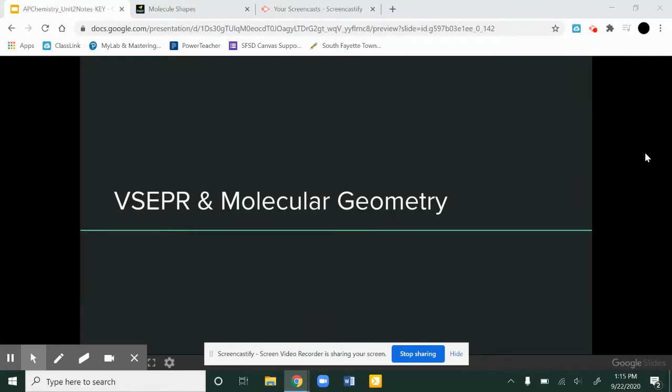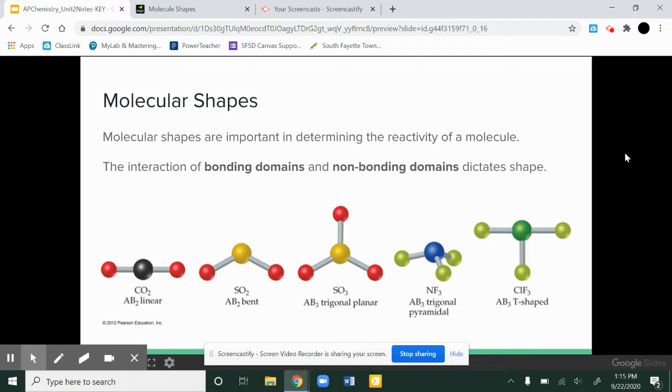Now that we know how to properly draw a Lewis structure, we can use these Lewis structures as flat pictures to make predictions about the three-dimensional geometry of molecules. The molecular shape of a molecule is important because sometimes it helps us to predict the reactivity of that molecule.